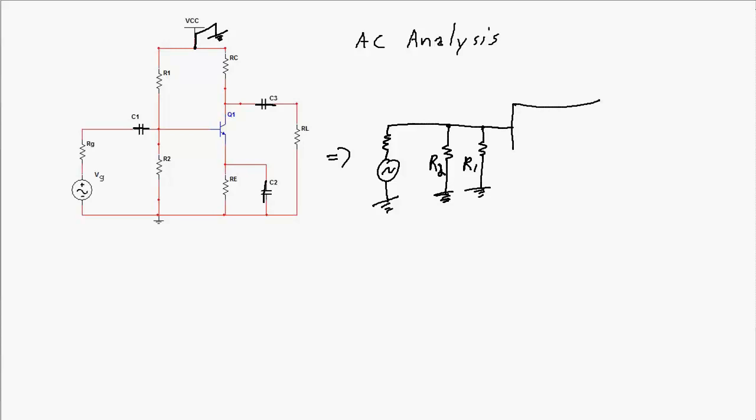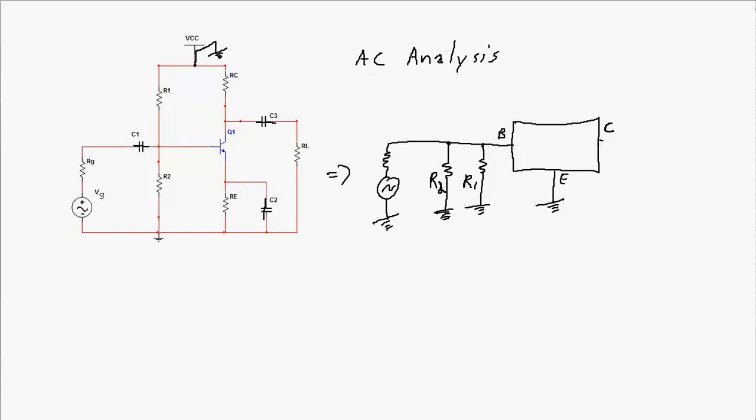I'm going to draw it as a box for the moment. Goes into my transistor at the base. Over here at the emitter, I've shorted the RE. So the emitter is just connected straight to ground from the AC point of view. And then over here at the collector, I have my RC connected to ground now, because again the voltage source was shorted to ground. And I have my load connected to ground.